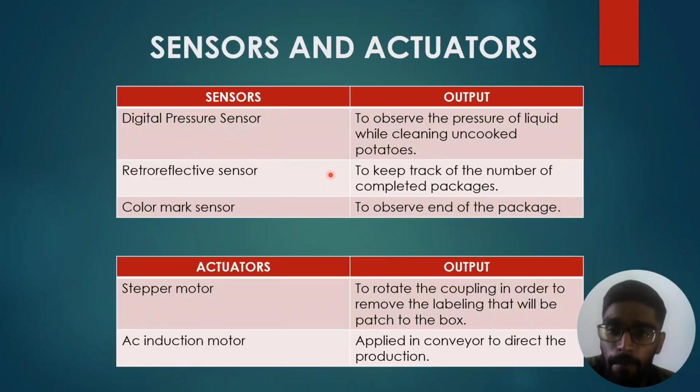That means after the end of each packet, the color mark sensor is used. And for the actuators, we choose two, which are the stepper motor and the AC induction motor. The stepper motor is used to rotate the coupling in order to remove the label that will be attached to the box. The second is the AC induction motor. This motor is used in the conveyor to direct the production line in one direction. That's it for me. My friends will continue.